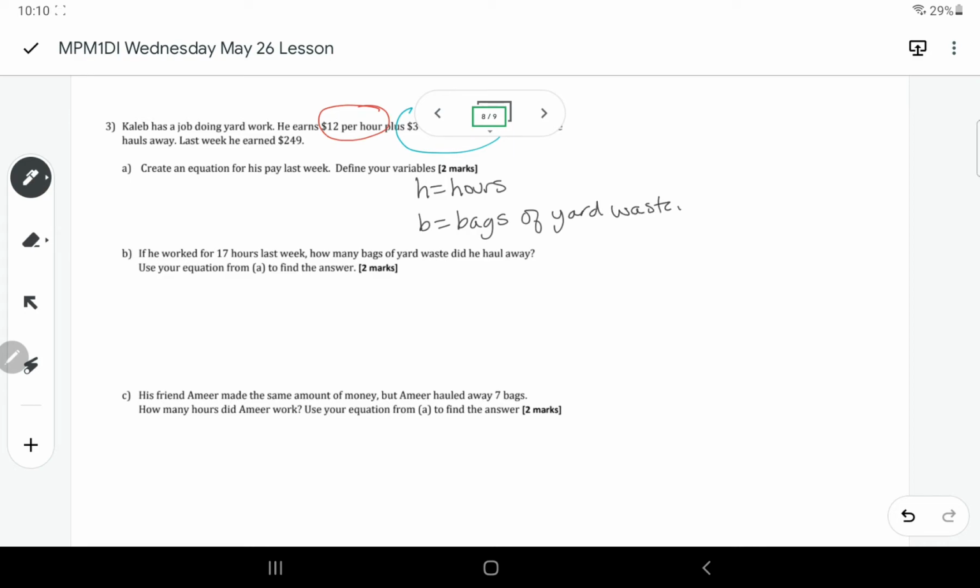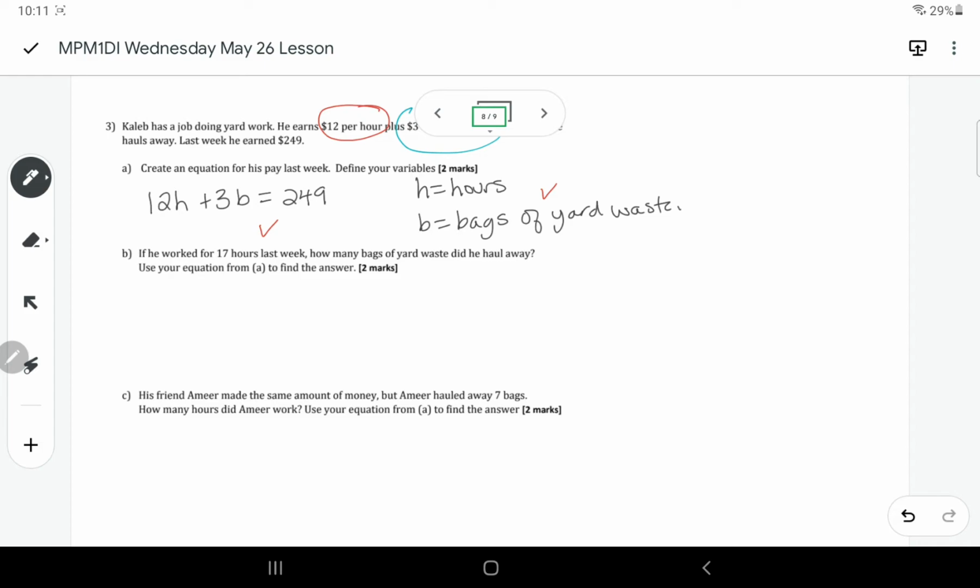So if we didn't know how many hours he works and we don't know how many bags of yard waste he did, but we know he gets paid $12 per hour. So he'll make $12 times the number of hours. Plus they pay him $3 extra every time he hauls away a bag of yard waste. So 3 times B, and his total amount of money was $249. So that's my equation. So what I was looking for here was this equation, and then did you tell me what your variables represented?